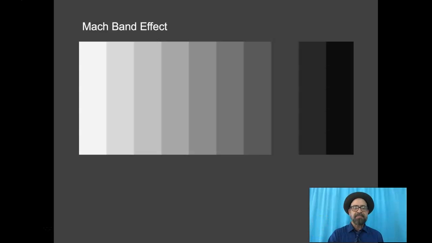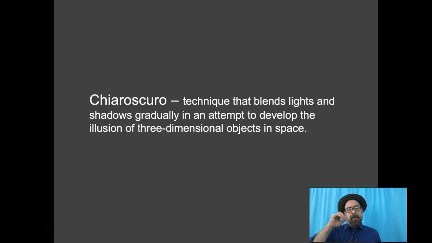Okay. So, chiaroscuro, a technique that blends light and shadow gradually, just modeling from one to another to try to create a three-dimensional look in a work of art, right? Again, that play of light and shadow. If you manage it just right, you can give your image a rendered look of dimension and space.